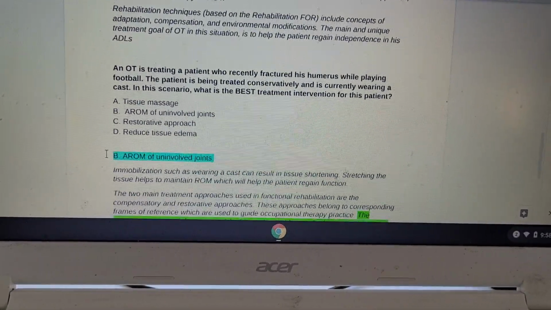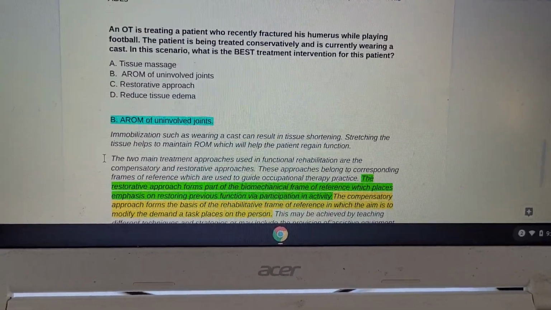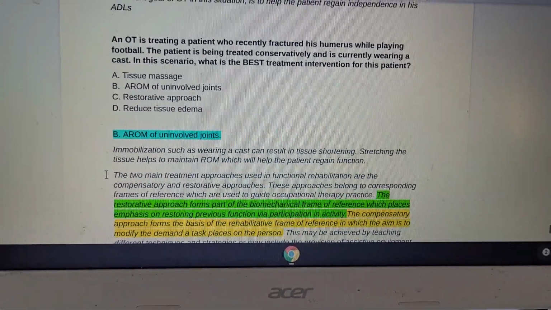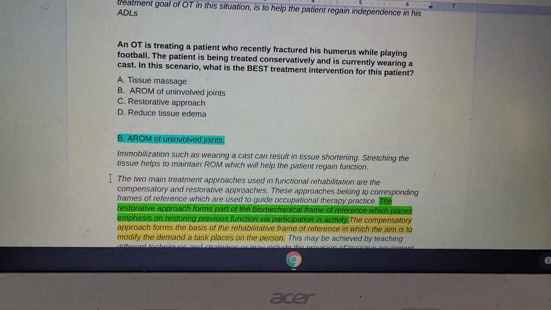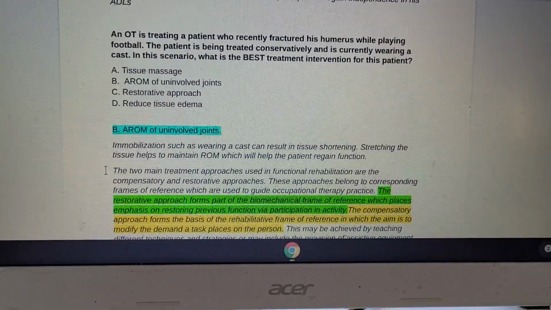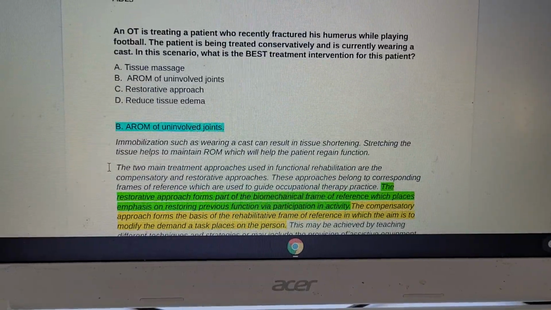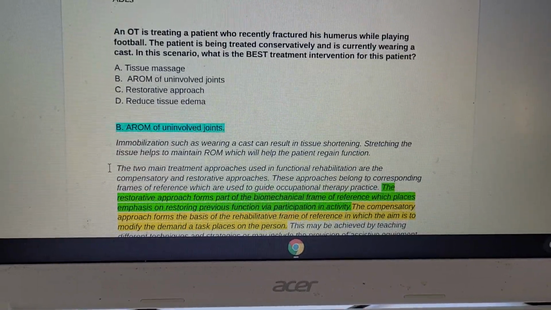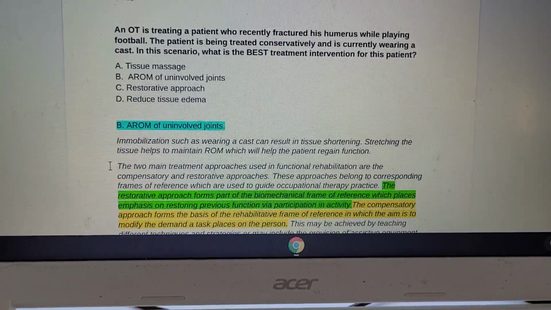An OT is treating a patient who recently fractured his humerus while playing football. The patient is being treated conservatively and is currently wearing a cast. In this scenario, what is the best treatment intervention for this patient? So remember, best treatment intervention. A, tissue massage. B, AROM of uninvolved joints. C, restoration approach. D, reduced tissue edema. So the answer is AROM of uninvolved joints.